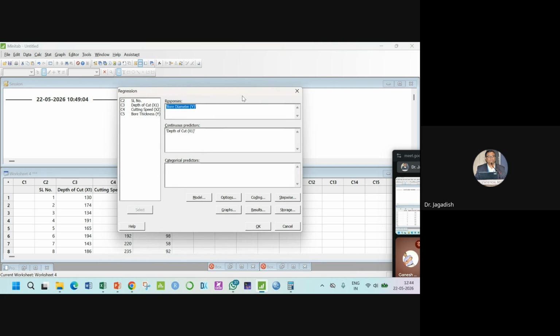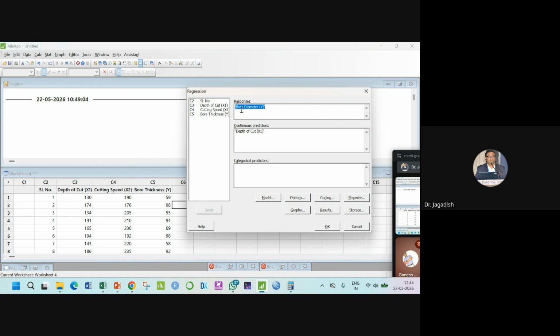In this case, instead of bore diameter, I'll take bore thickness as my output, and the continuous variables are depth of cut, which is to be added in the continuous variable window, as well as cutting speed. I'm adding both, two variables, isn't it? Two variables means it's a multiple linear regression model. Now when I'm adding two variables, it has to give the adjusted R square value also, and the adjusted R square value should differ from the R square value.